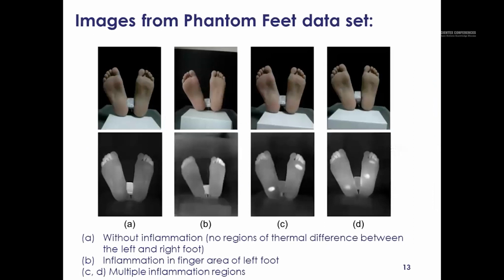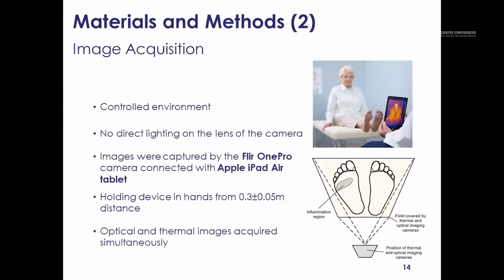In this slide, you can see several images with simulated inflammation regions. These zones were created manually by heating up random regions of phantom soles with a heated metal spoon. Thermal and optical images were captured by the FLIR One camera connected to an Apple iPad Air tablet. The device was held in hands, and pictures were taken from about 30 centimeters distance.